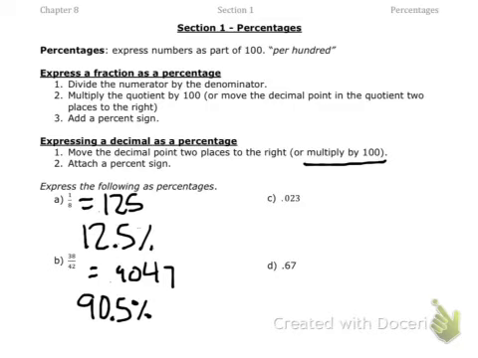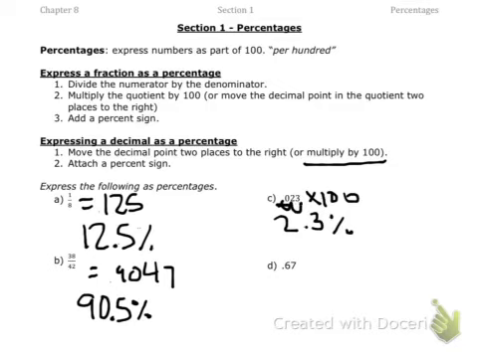For C, you can type this into your calculator if you want, so that would be 0.023 times 100, and that would give you 2.3%. The other way is if we're looking at this decimal place, which is right here, what you do is you move it 2 decimal places to the right. So you start here, you go 1, 2.